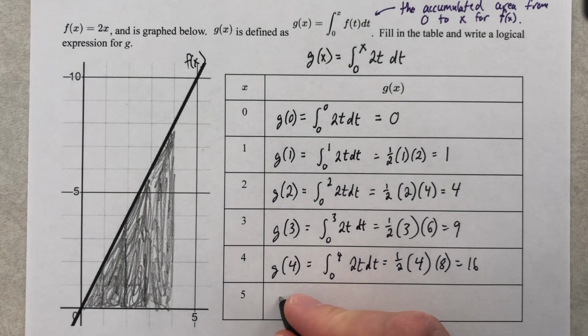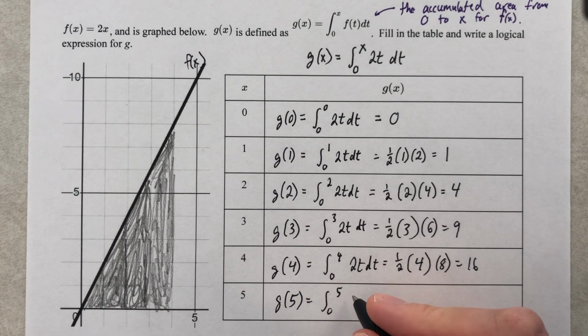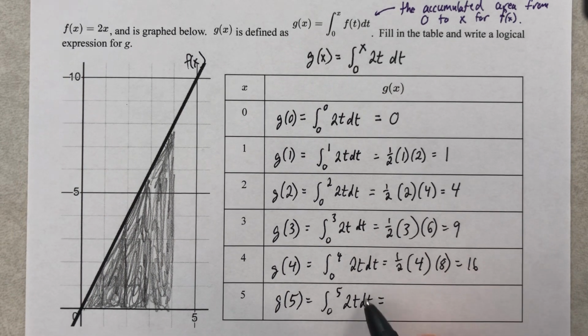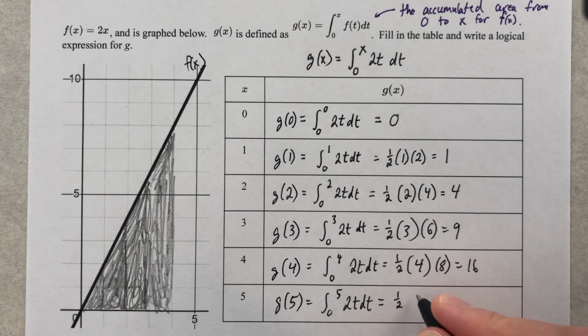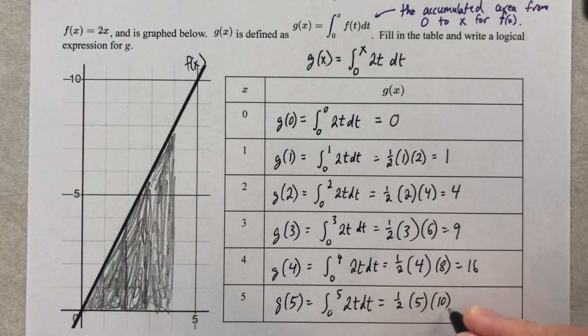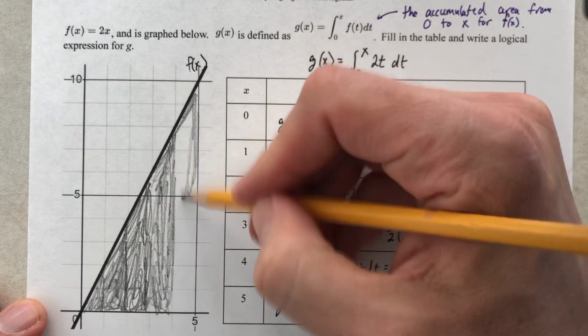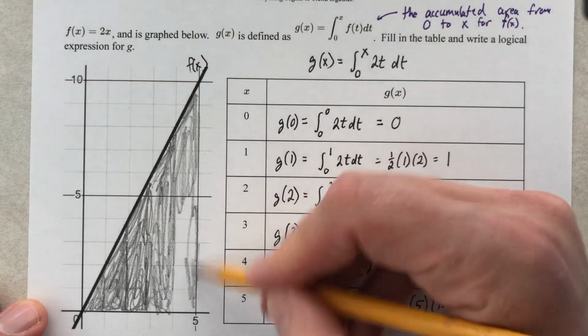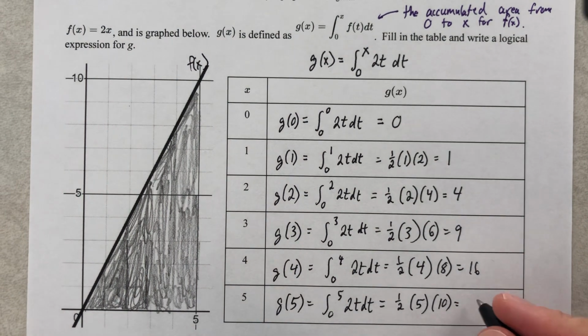Of course you do. G of 5 is the integral from 0 to 5 of 2t dt. Again, this is just the function that we're using to dictate what area we're finding. 1/2 times 5 times 10, and I'm doing that because, well, you see it, you know it. There it is, and I get 25.